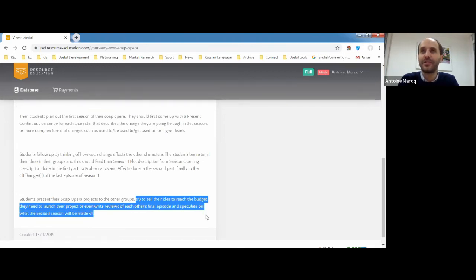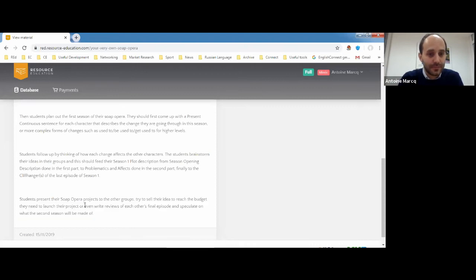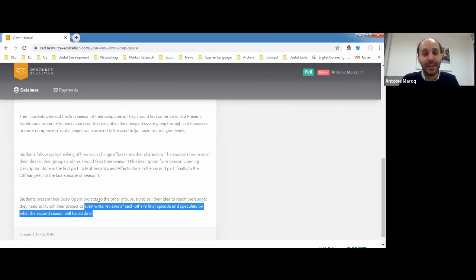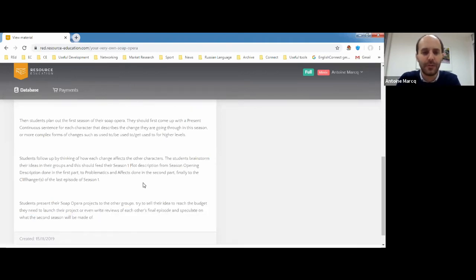In this format, students have to pay attention to their functional language as well, formality, familiarity, because they're trying to convince someone to invest money in their soap opera. I love the flexibility of this project, honestly. You can also get them to write reviews of each other as homework. You can ask them to speculate on what the second season will be made of. It's really a very flexible activity.